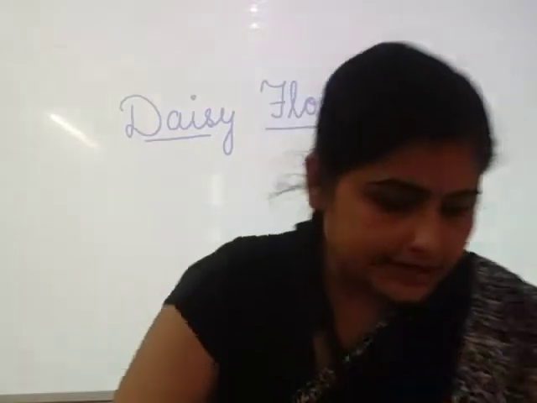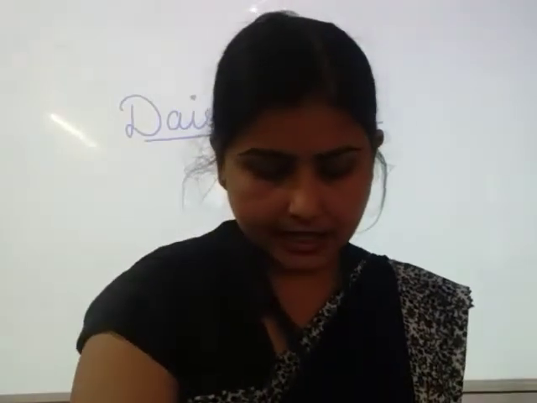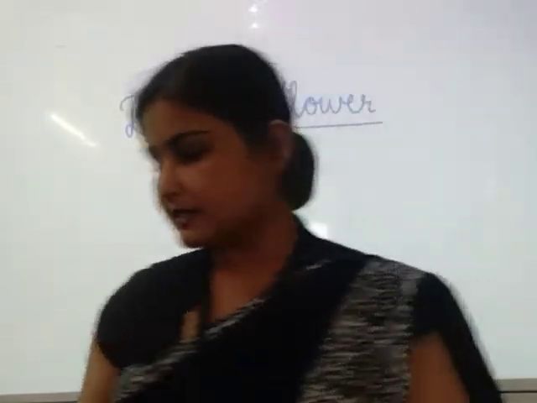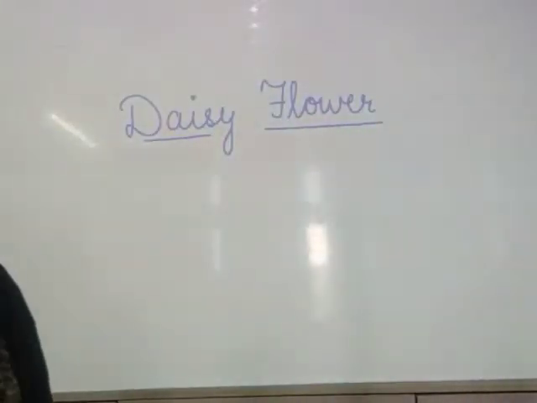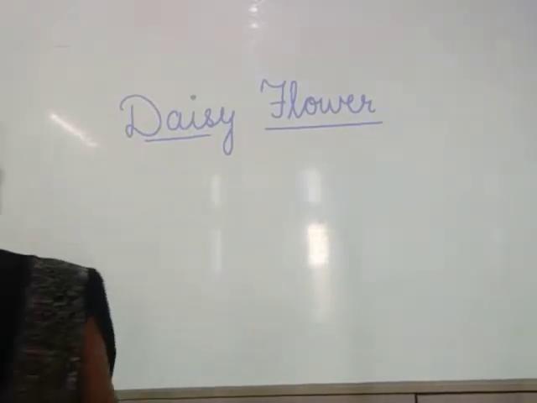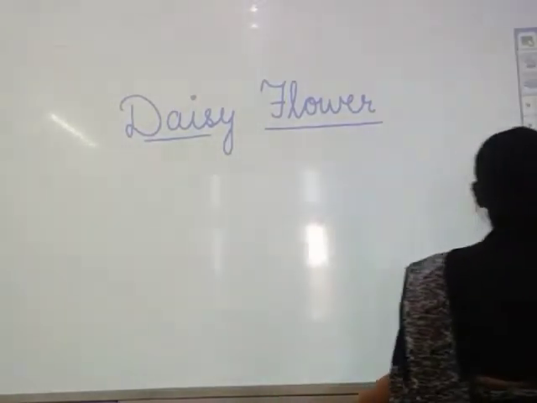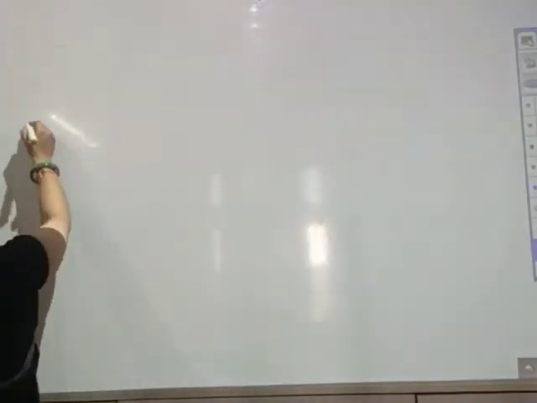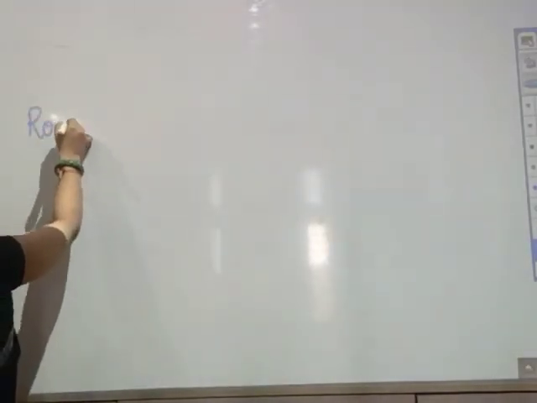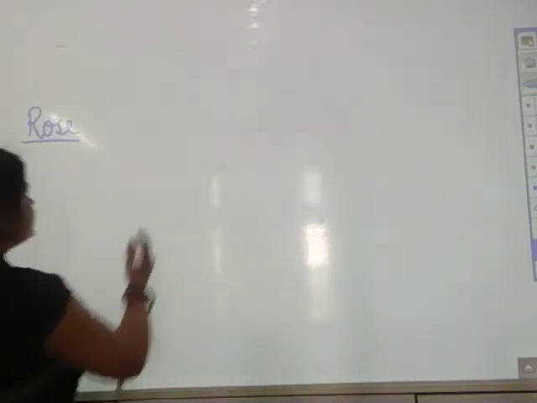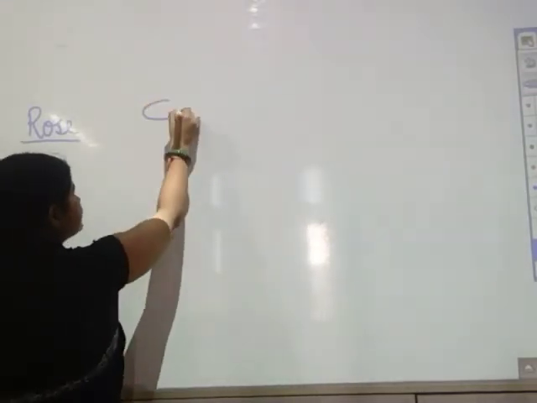Now this was our daisy flower craft. Now I am going to show you how to draw some more flowers. So I am going to show you, this was daisy flower. Now I am going to show you how you have to draw a rose flower. Okay. Rose. How you will draw a rose? To draw a rose is very easy. Just you have to make a spiral like this.